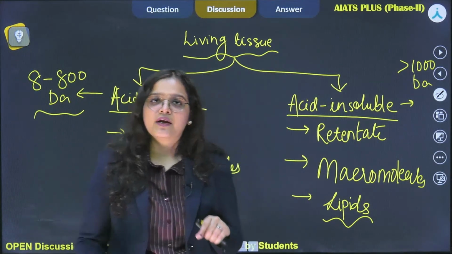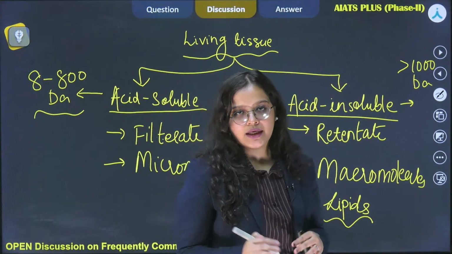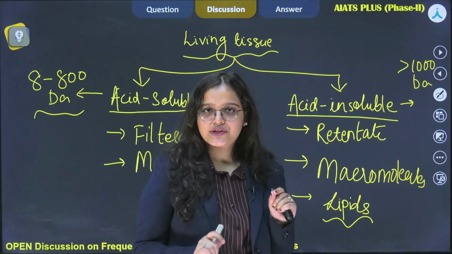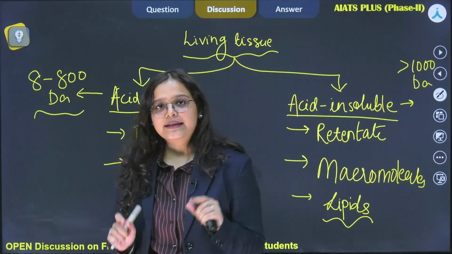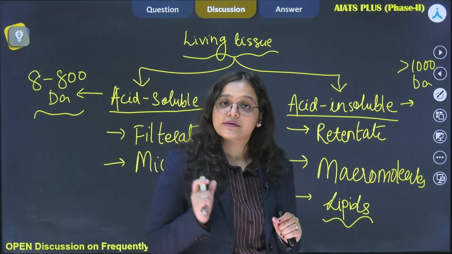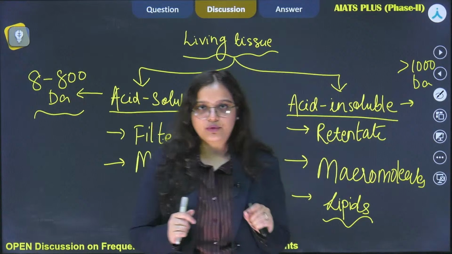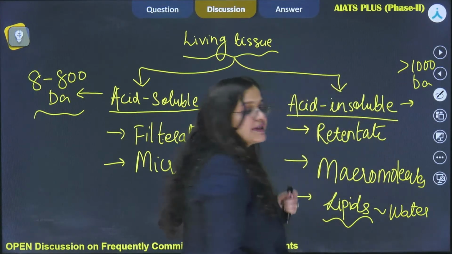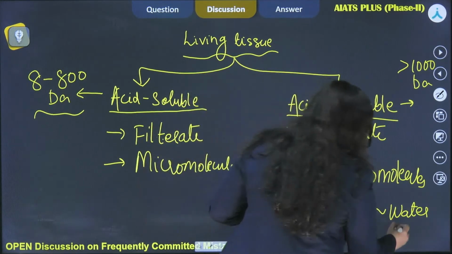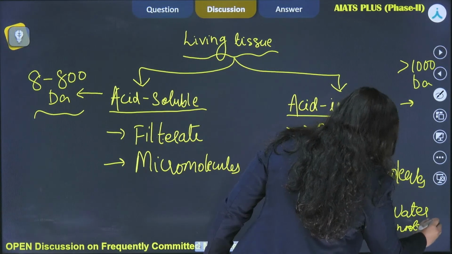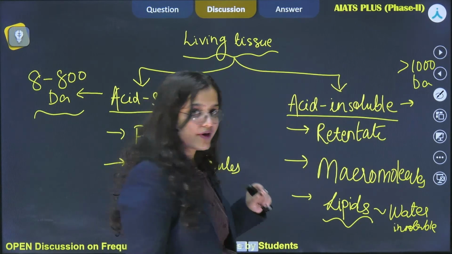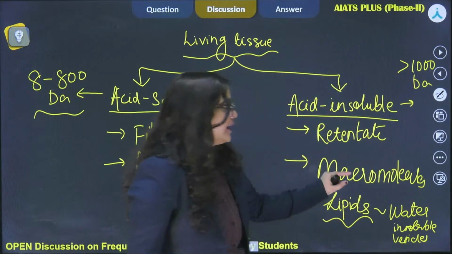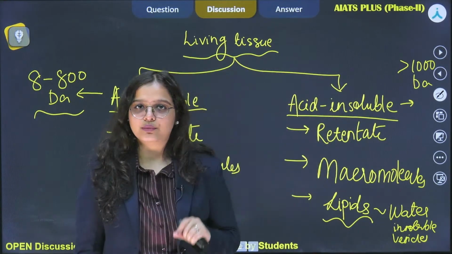It happens because when we are trying to break down the cell membrane, and we already discussed that our cell membrane is composed of lipids when we were discussing the question on cholesterol. So when we are trying to break down the cell membrane, it breaks down and forms small vesicles which are water insoluble vesicles. So basically these water insoluble lipids are present as water insoluble vesicles, and thus they separate out in the acid insoluble pool.